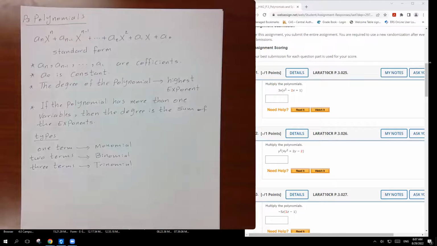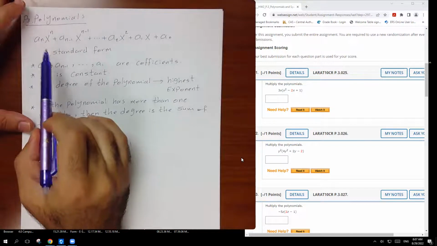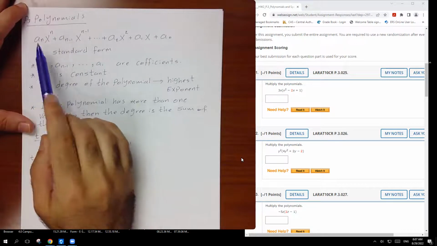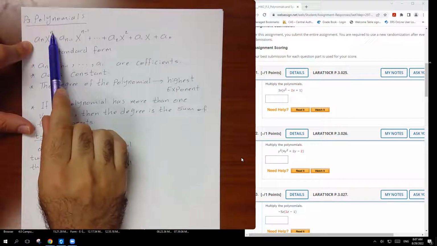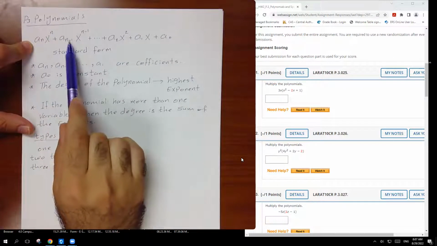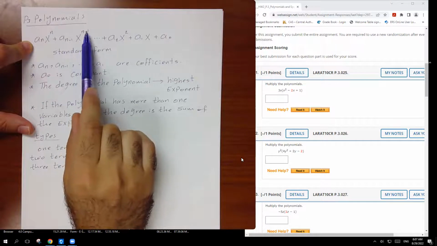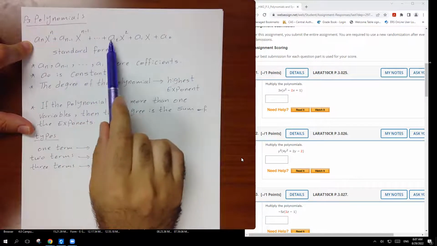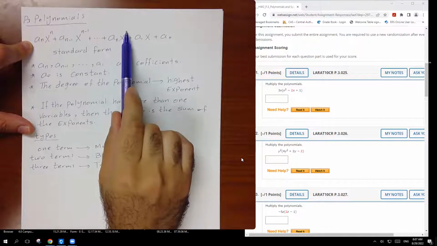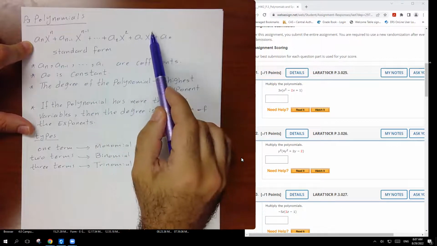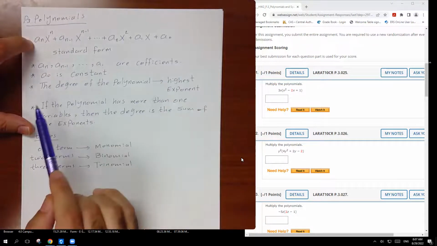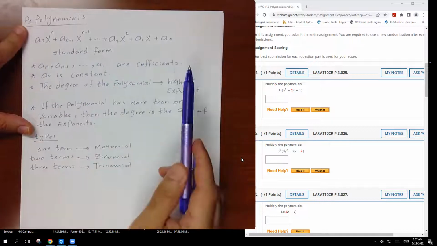So polynomials, section B3. The standard form for polynomials is a_n x to the power n plus a_(n-1) x to the power n minus 1, and keep going until a_2 x squared plus a_1 x, and you will see there is no exponent here. That means the exponent is 1, plus a_0. This is the standard form for the polynomials.